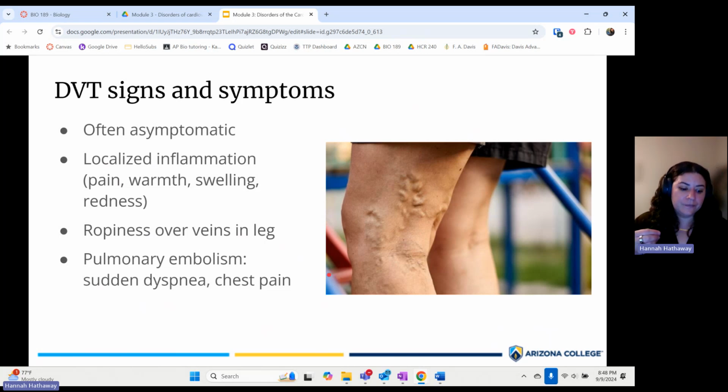And then, of course, if that DVT breaks off and becomes an embolus and travels to the lungs and becomes a pulmonary embolism, you would have sudden dyspnea, sudden trouble breathing. And you can also have chest pain because it's painful to have a clot in your lungs, and it's also going to be hard on your heart.